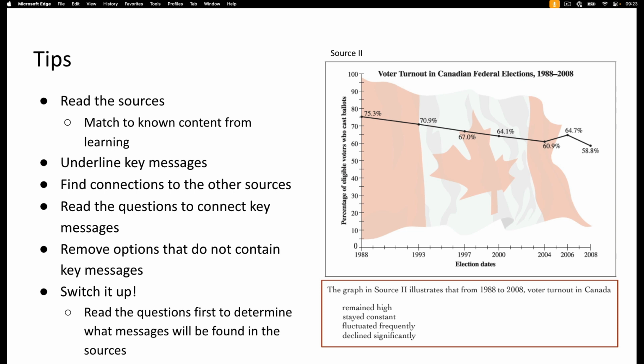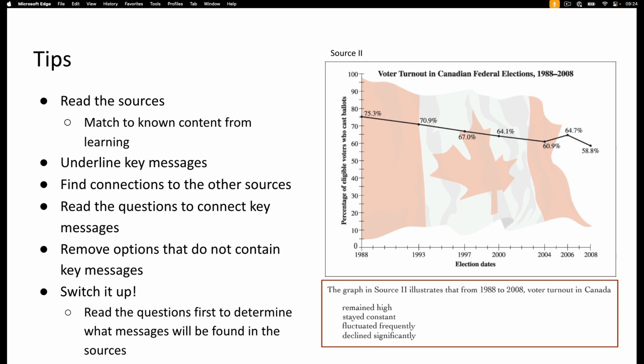I would try to find connections as well to other sources. What do all of these sources have in common? And then I would definitely read the questions that are underneath the sources to try and connect any key messages. As I'm working through, I would cross out, I would remove any of the options that do not make sense, any of the options that do not have anything to do with the sources. And every now and then, I would switch it up. I would read the questions before I even look at the sources. So you have to kind of get into a routine, develop some sort of habits on how you want to take these exams so that you can be as successful as possible.